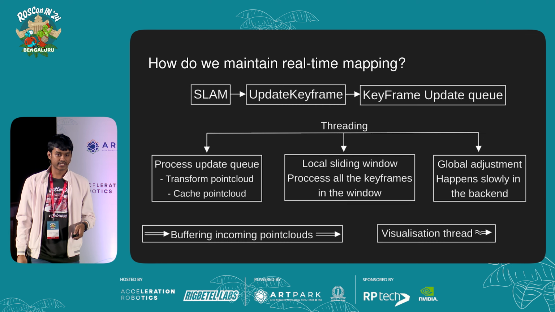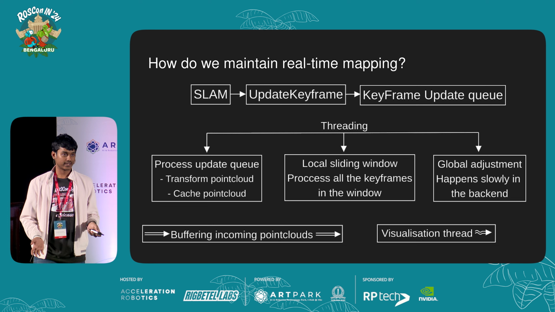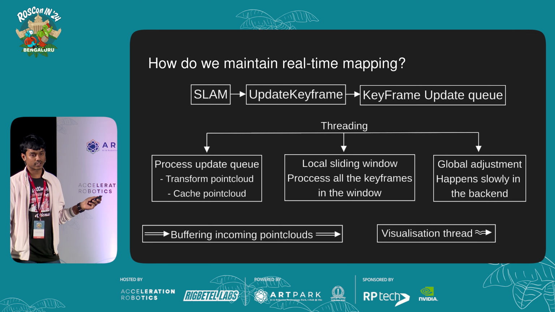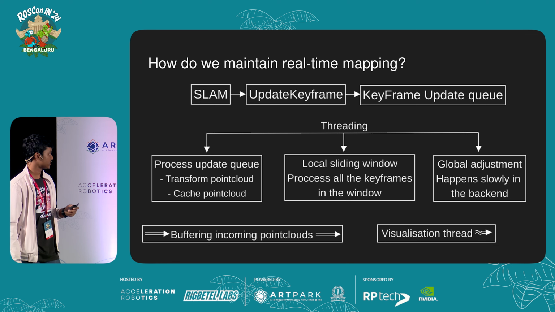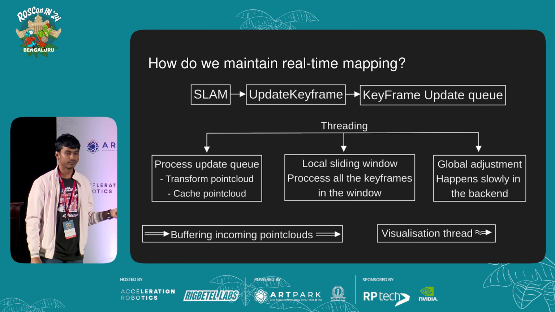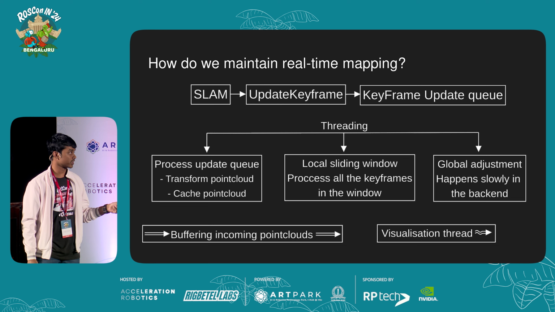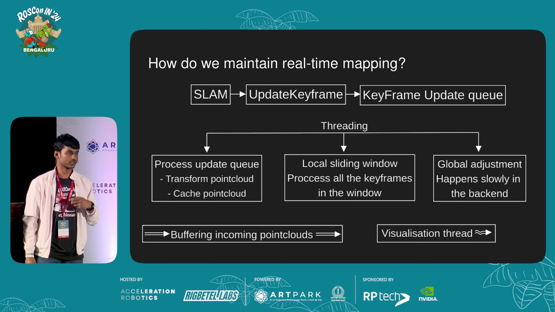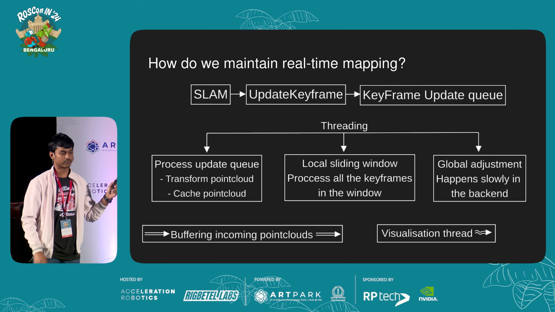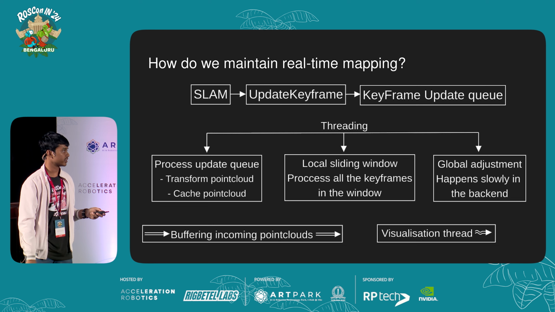Now, how do you maintain real-time mapping? The simple answer is you parallelize things. There are 3 different threads that run in this global mapping algorithm. The first one is involved in transforming your point clouds, and it caches them. The second one is a local sliding window that moves with your robot and processes all the keyframes in your window. And the third one is the most important one, but also the slowest. It's the global adjustment. In case your SLAM goes through loop closures or new maps created, this will handle that for you, and it will slowly optimize your entire traversability map in the backend.